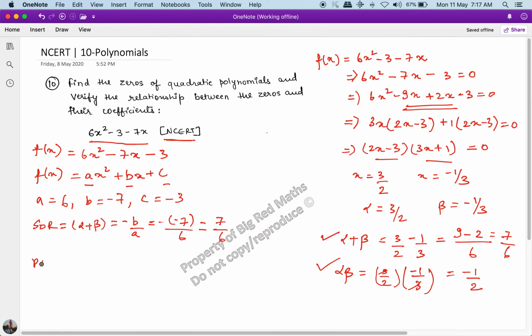Similarly, the product of the roots, alpha beta, should ideally be equal to c by a, which is minus 3 by 6, which is equal to minus 1 upon 2. Now you see this minus 1 upon 2 matches this minus 1 upon 2, and this 7 by 6 matches this 7 by 6. So we found the zeros, which are 3 by 2 and minus 1 by 3, and we have also verified the relationship between the zeros and the coefficients for a quadratic polynomial. This was the solution to the question.